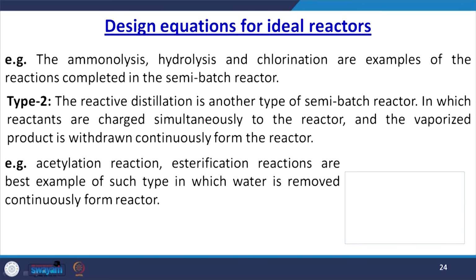Now another type of reactor is the reactive distillation, usually the other type of semi-batch reactor, in which reactants are charged simultaneously to the reactor and vaporized product is withdrawn continuously from the reactor. Examples of these reactions are acetylation and esterification reactions, which are the best suited examples for such a type of reactor, where water is continuously being removed from the reactor so that you can maintain the appropriate conditions within the reactor.